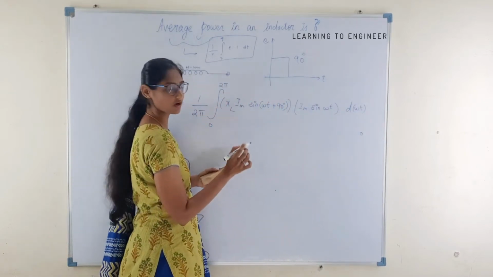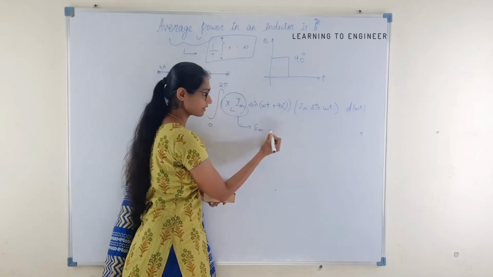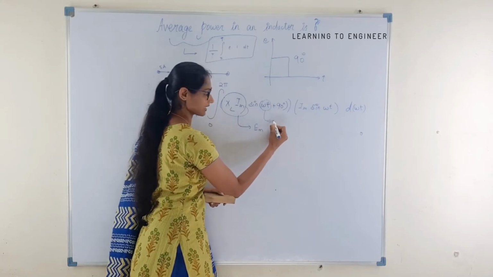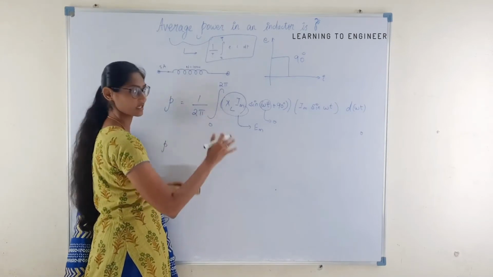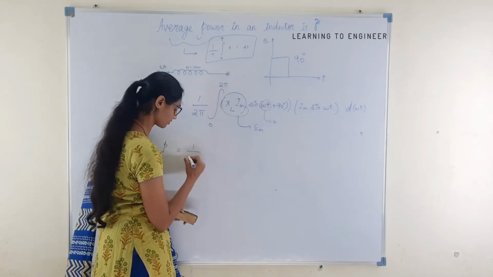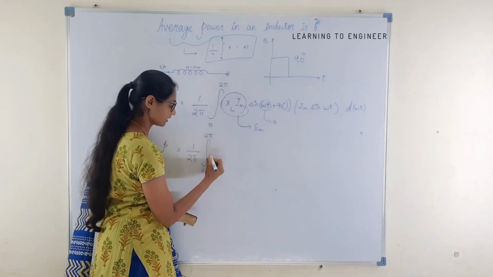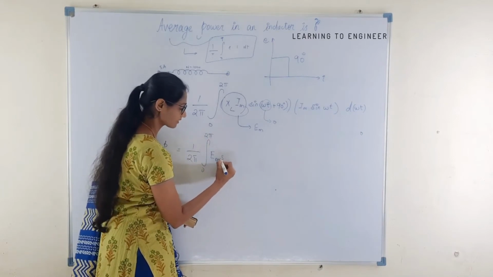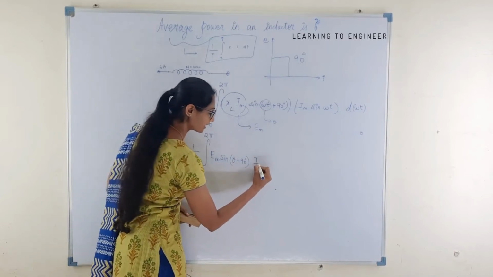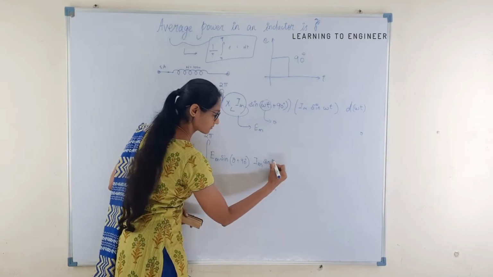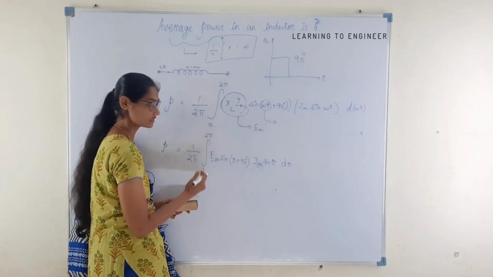So for the time being, we will call this term the maximum EMF, Em, and we will call omega t as theta, just for our easy calculations. Otherwise, we will be writing long equations again and again. So what is P? P is equal to 1 divided by 2 pi. This integral happens from the limit 0 to 2 pi into Em sine of theta plus 90 degrees into Im sine theta d theta.